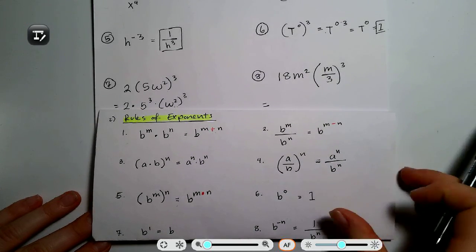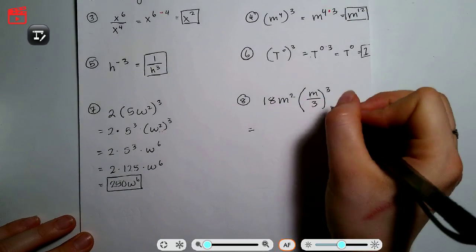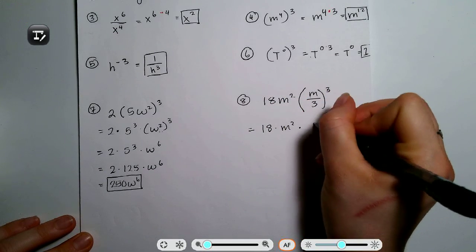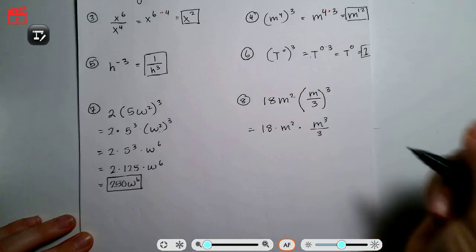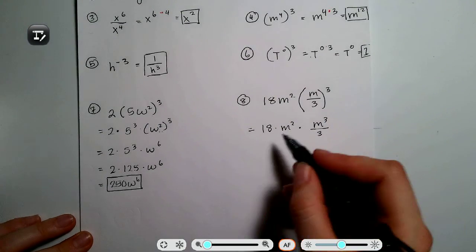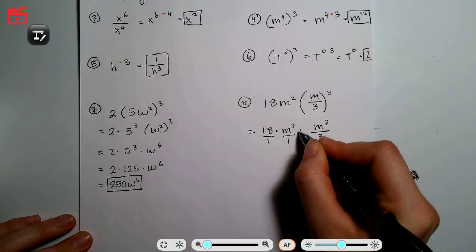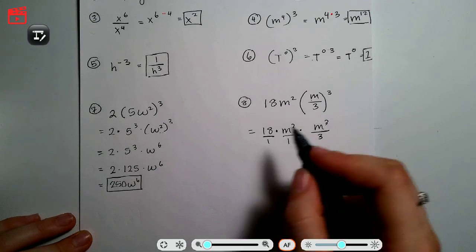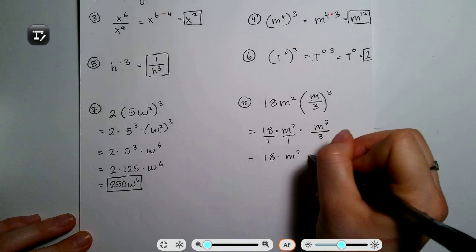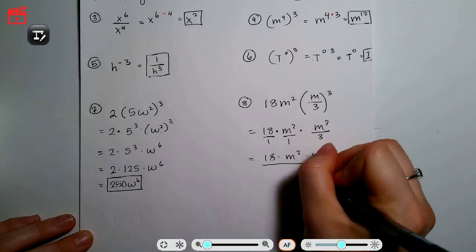So let's go ahead and use that rule. So we're going to give the 3 to each of those variables or numbers inside the parentheses. So 18 times m squared times m to the third power over 3 cubed. And now remember, we can write all these numbers as over 1. So now we have multiplication of fractions. I'll go ahead and multiply across, which means I have 18 times m squared times m cubed all over 1 times 1 times 3 cubed.